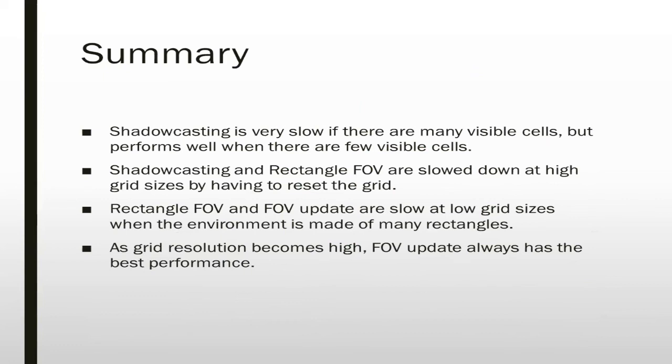So in summary, shadow casting is very slow if there are many visible cells, but performs well when there are few visible cells. Both shadowcasting and rectangle field division are slowed down at high grid sizes because they have to reset the grid. Field division update avoids this and is always the fastest at high grid sizes. Rectangle field division and field division update are slow at low grid sizes when the environment is made of many rectangles. And as grid resolution becomes high, field division update has the best performance.